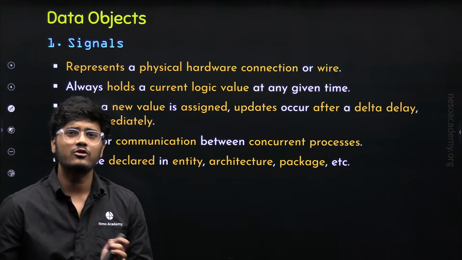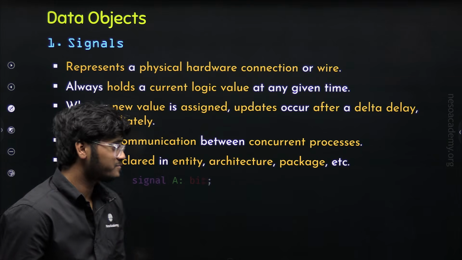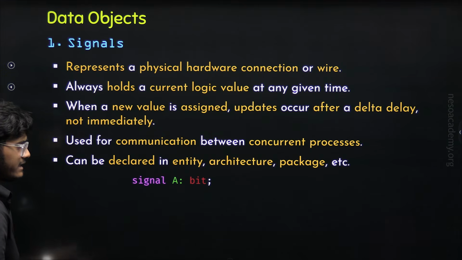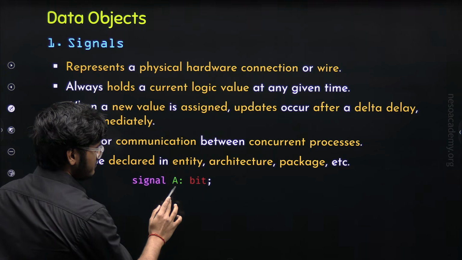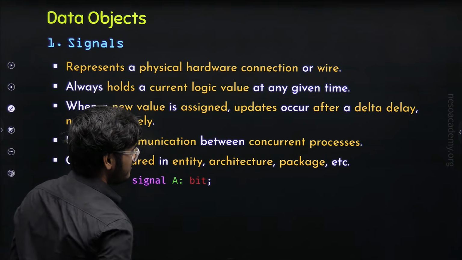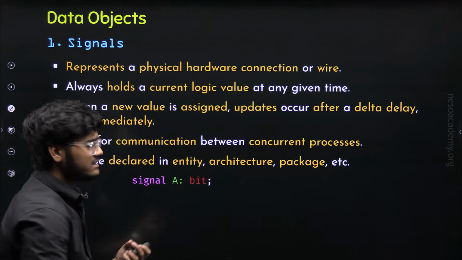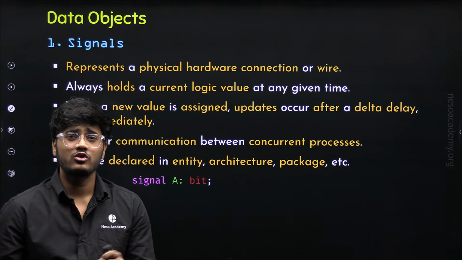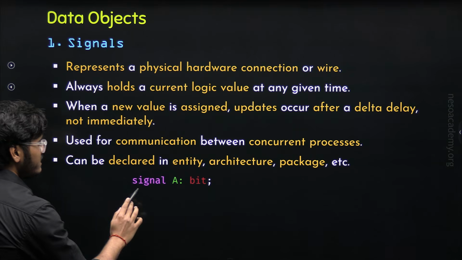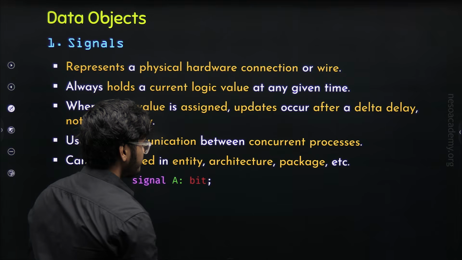Let's try to understand how to store a logic 0 or logic 1 value inside a signal. First, we need to use the keyword signal to declare any signal. Signal named A. I'm taking my signal name as A. Colon, bit, semicolon. Semicolon is used to end the statement. Bit is a data type which stores logic 0 or logic 1 value, means a binary value. Overall, signal named A can store a logic 0 or logic 1 value.